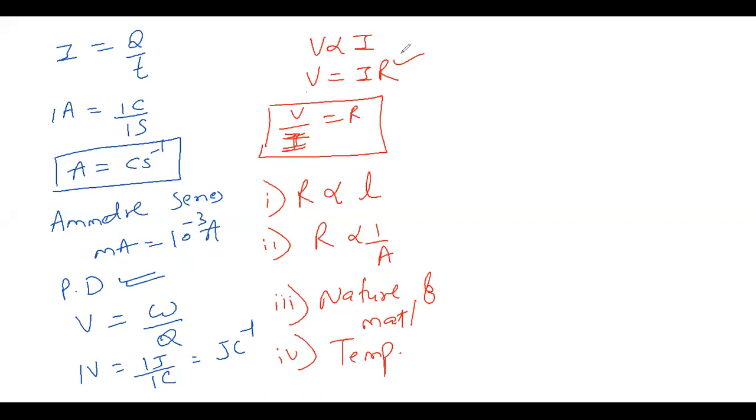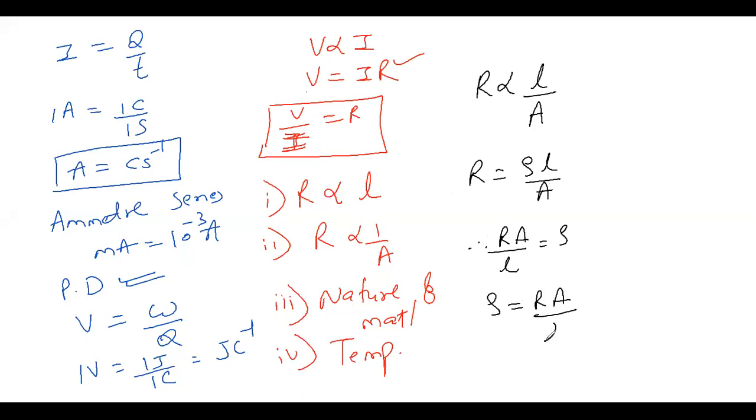Very good. When you combine these two, what do you get? R is proportional to length upon area. Exactly. So R is equal to rho L upon A. Yes or no? Ultimately, yes. RA upon L becomes rho, that is your resistivity. So rho becomes RA upon L. This is one point.